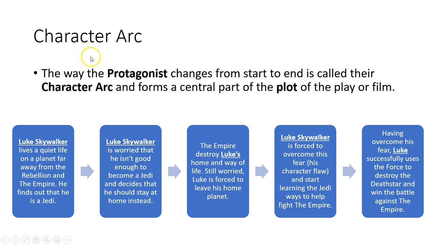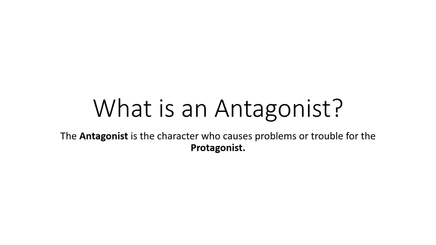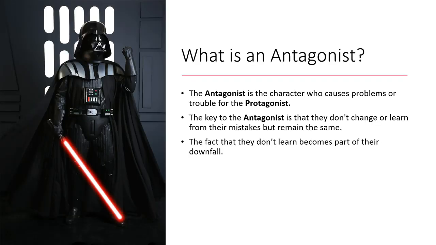There's lots of other characters that come in and come out and influence him and help him, but essentially the film is about his journey. But there's a second character in there which is really important, and of course that's the antagonist. And the antagonist is the character who causes problems or trouble for the protagonist. Now in Star Wars, the antagonist is the Empire, the evil Empire, the idea of the evil Empire. And of course the leader of that is Darth Vader, and he's very much the kind of typical antagonist. He's the one who causes problems all the way through for the protagonist.